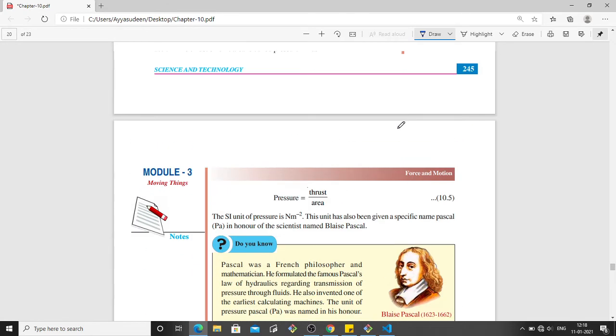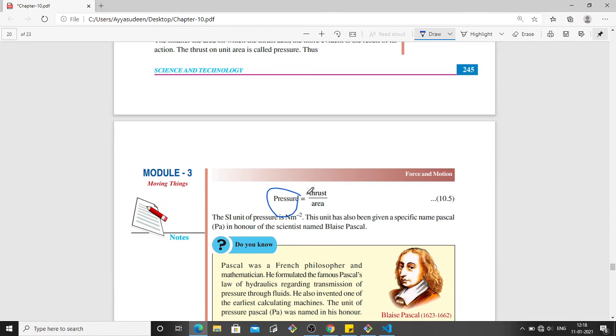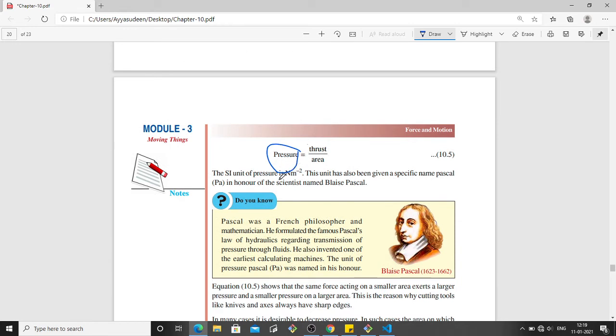When you take pressure, pressure is equal to thrust by area. Pressure is equal to thrust by area. The SI unit of pressure is Newton meter power minus 2. This unit has been given a specific name called Pascal. They honored a scientist called Blaise Pascal, so they kept this unit as Pascal. So the pressure unit is Pascal.